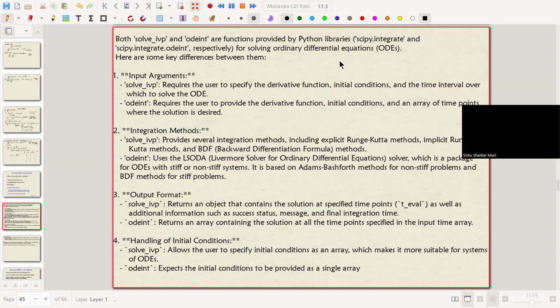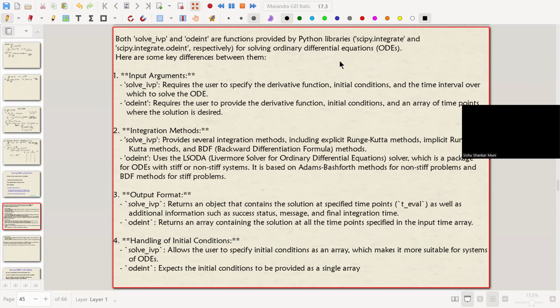See a bit of difference now in the integration methods. While solving the ODE, you are actually integrating. It's a derivative of y, so in order to find y, you have to integrate, right? So Euler method and all, those are integrating methods only. solve_ivp provides several integration methods: one is the explicit RK method, implicit RK, and BDF, the backward differentiation formula.